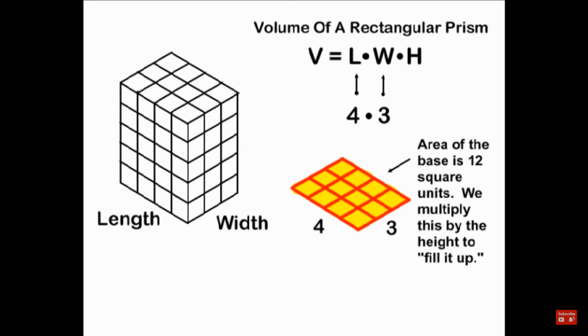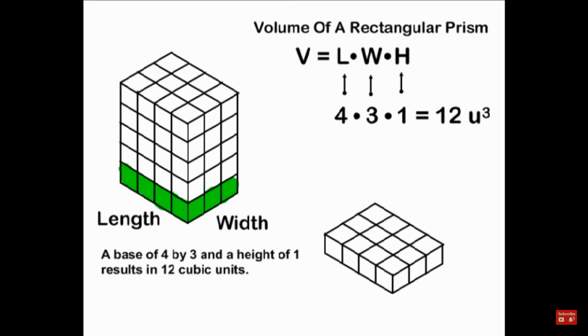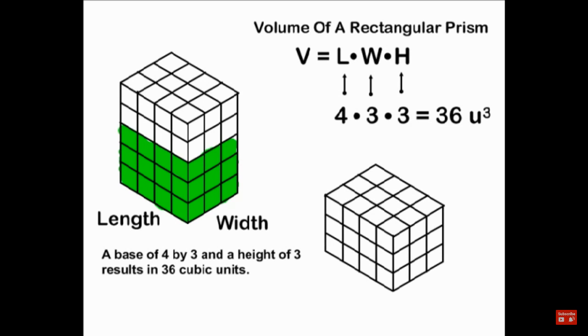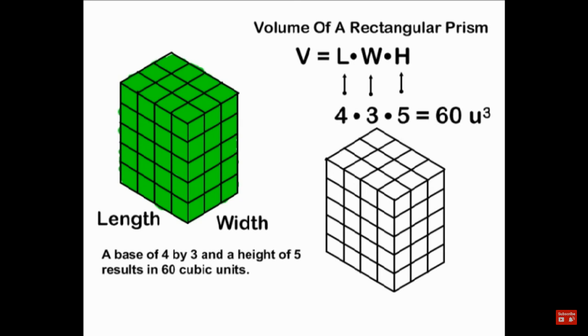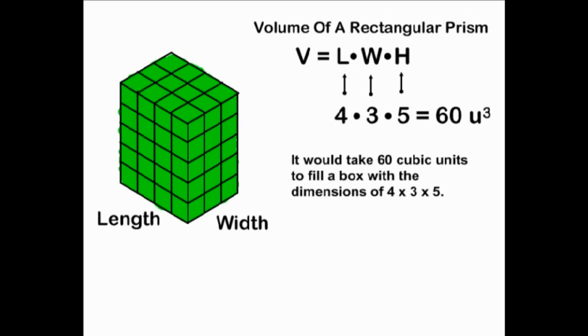If we multiply the area of the base, which is 12, by a height of 1, that would give us 12 cubic units, which would be how many cubes it would take to make one level of our rectangular prism. Adding 2 levels of 12, we would get a total of 24 cubic units. 3 levels of 12 would give us 36. 4 levels of 12 give us 48 cubic units. And of course, 5 levels of 12 would give us 60 cubic units. We could say that each level of the rectangular prism contains 12 cubes. There are 5 levels of 12 cubes for a total of 60.